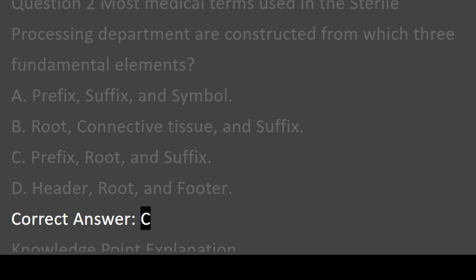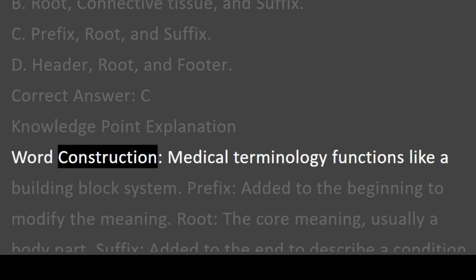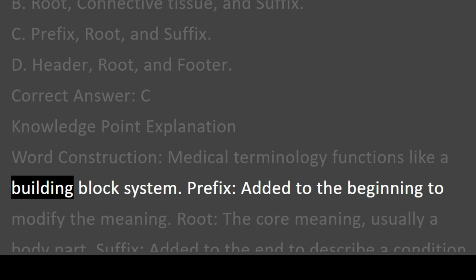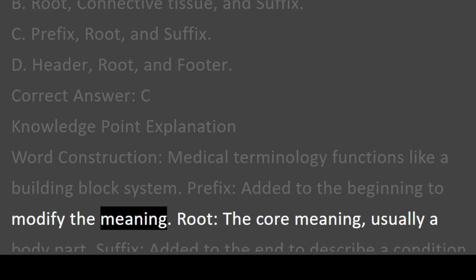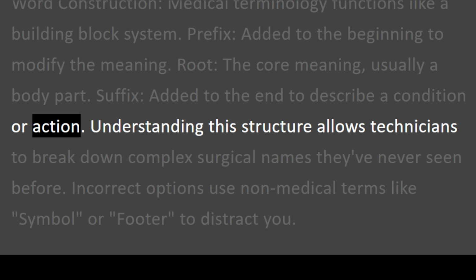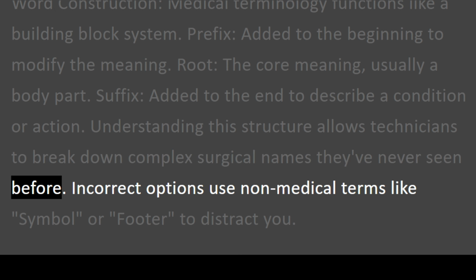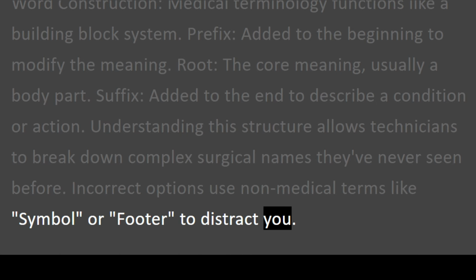Correct answer, C. Knowledge point explanation. Word construction. Medical terminology functions like a building block system. Prefix, added to the beginning to modify the meaning. Root, the core meaning, usually a body part. Suffix, added to the end to describe a condition or action. Understanding this structure allows technicians to break down complex surgical names they've never seen before. Incorrect options use non-medical terms like symbol or footer to distract you.